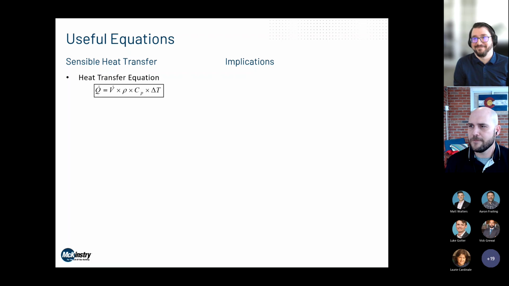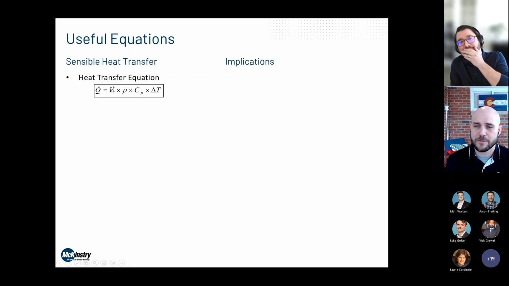V dot is going to be the volumetric flow rate of your fluid. So that's going to be GPM for liquids, CFM if it's air, or just liters per second if you're in other parts of the world. Looking at you, Vic, Jesse.